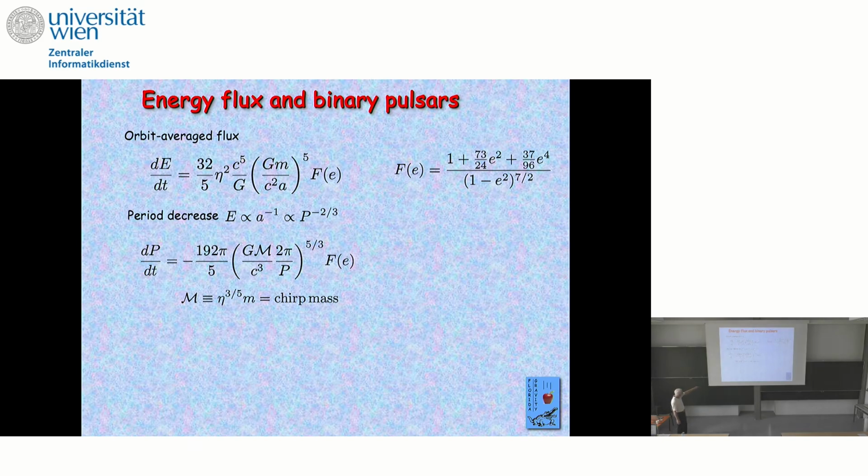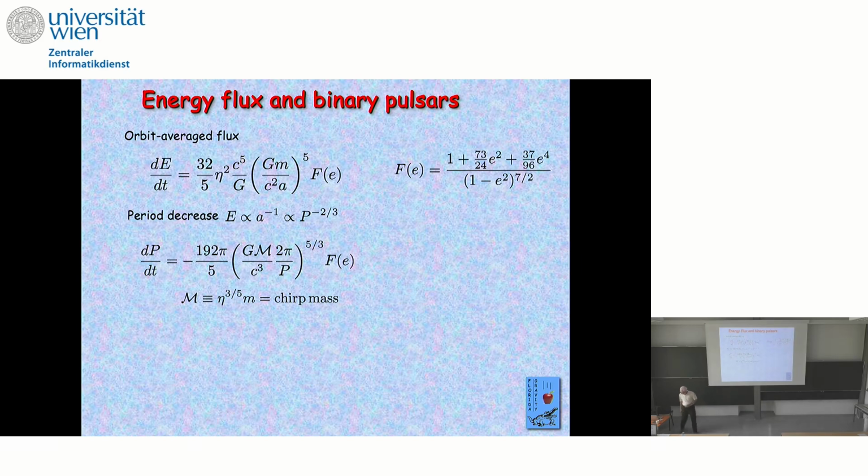So for a binary system of two stars, dP/dt should be negative, the period should decrease, with a factor here, m, which is proportional to the total mass and this dimensionless mass ratio quantity. This is sometimes called the chirp mass. It's a mass that you'll see all over the place in gravitational wave calculations. And it depends on the period and this function f.